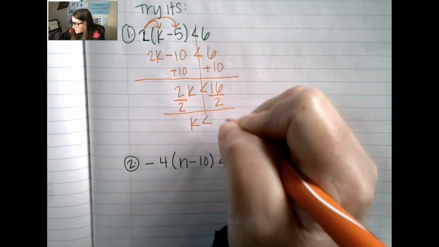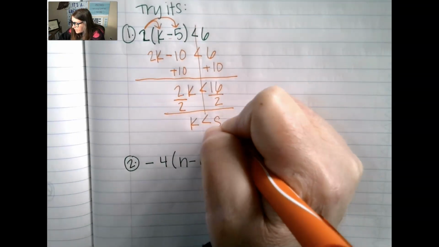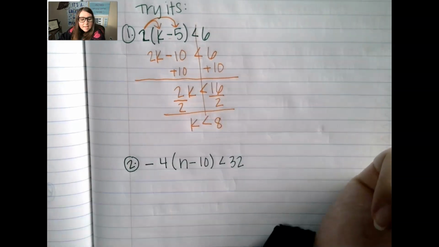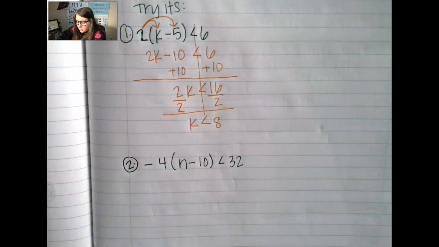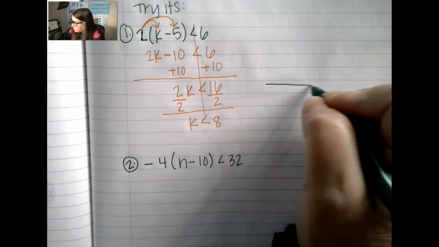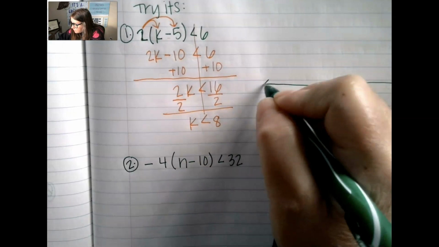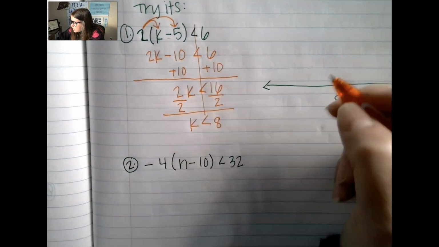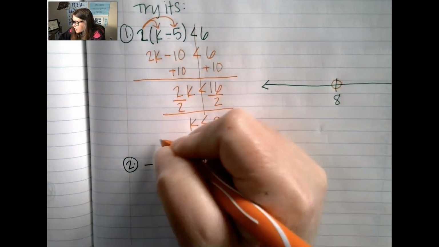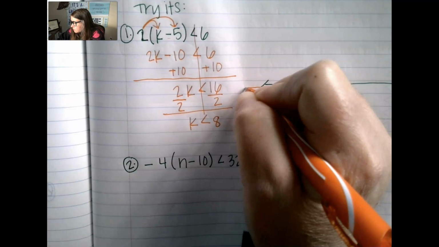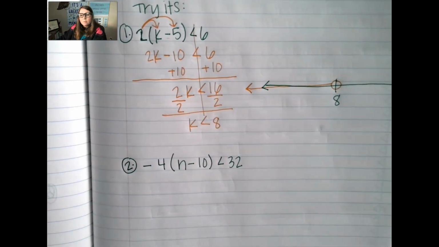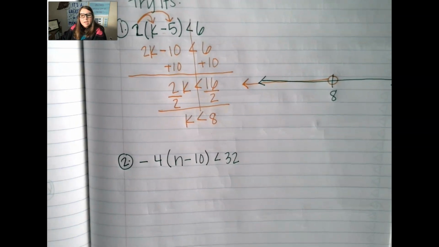K is less than 8. 16 divided by 2 gives us 8. So k is less than 8. We're now ready to go ahead and graph this on a number line. So I'm going to go ahead and put 8 on there. It is an open dot, and our arrow is going to point to the left for less than. Okay, how'd you do on this problem? How'd you do on try it number 1?